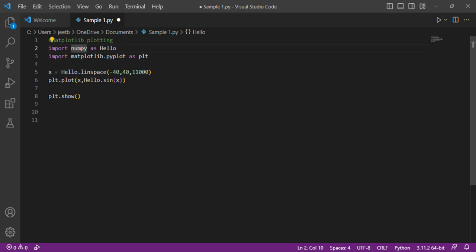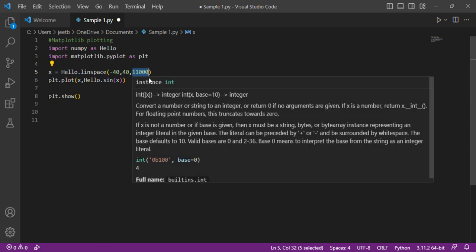And there's linspace. What linspace does is that it returns two numbers. It gives a segmentation of the real axis, so that I have segmented the real axis into 11,000 points.